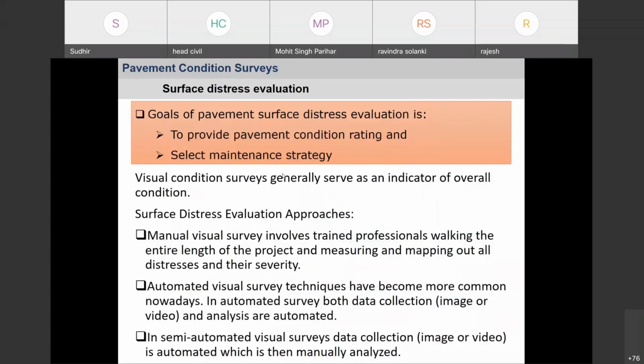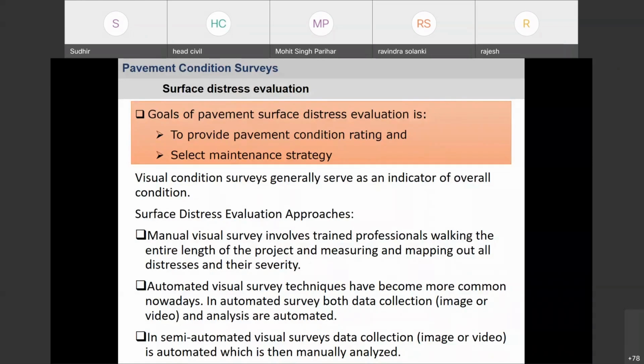So first, let's start with pavement condition surveys, like what we were discussing in the last couple of slides, that to do pavement evaluation, you might do several pavement condition surveys. So what is the goal of this pavement condition survey? Now, as I said, there may be many types of pavement condition surveys. Let's talk specifically about surface distress evaluation.